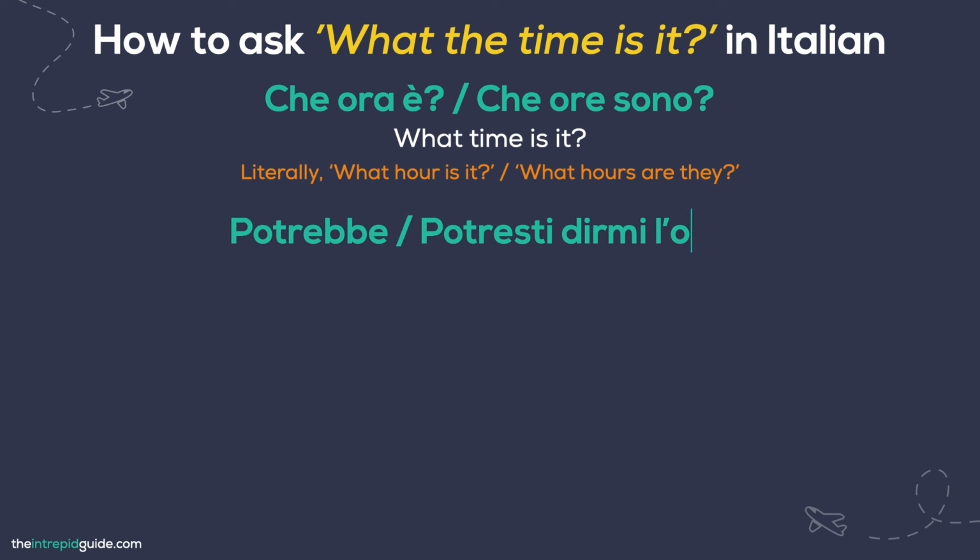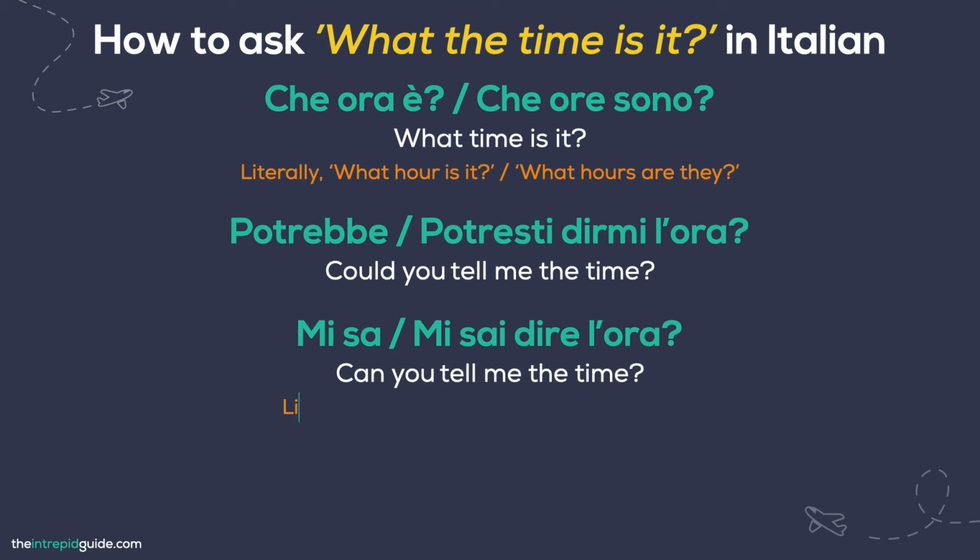You can also say, Potresti dirmi l'ora? Could you tell me the time? This phrase adds a touch of elegance, perfect for moments when you want to keep it classy. You can also ask, Mi sai dire l'ora? This is another polite way to ask for the time in Italian.